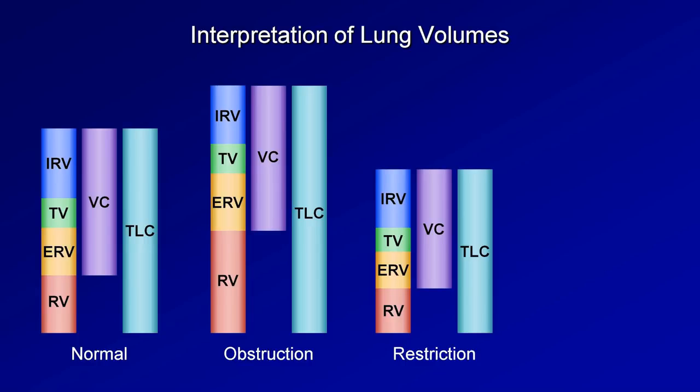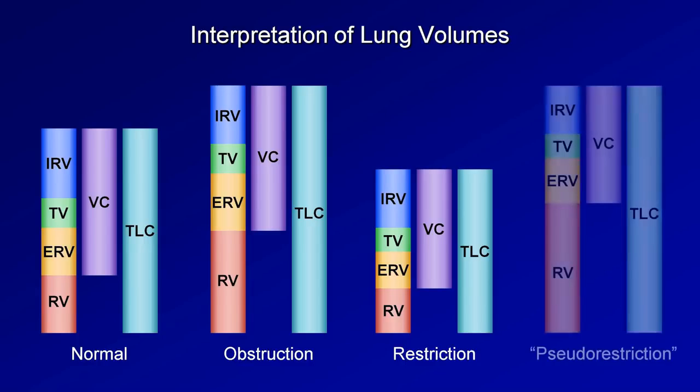Finally, in a minority of patients with severe obstruction, the residual volume is so great that it starts to crowd out the other volumes, so to speak, leading to a reduction in vital capacity even as the total lung volume is increased. This is frequently referred to as pseudo-restriction because if a patient only receives spirometry, which does not measure residual volume, he or she will appear to have restriction due to the low vital capacity. Only if all lung volumes are measured will the true status of severe obstruction be revealed.